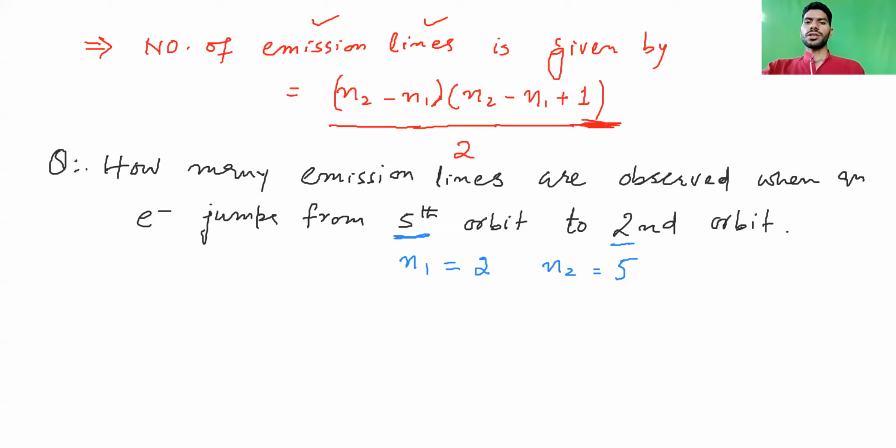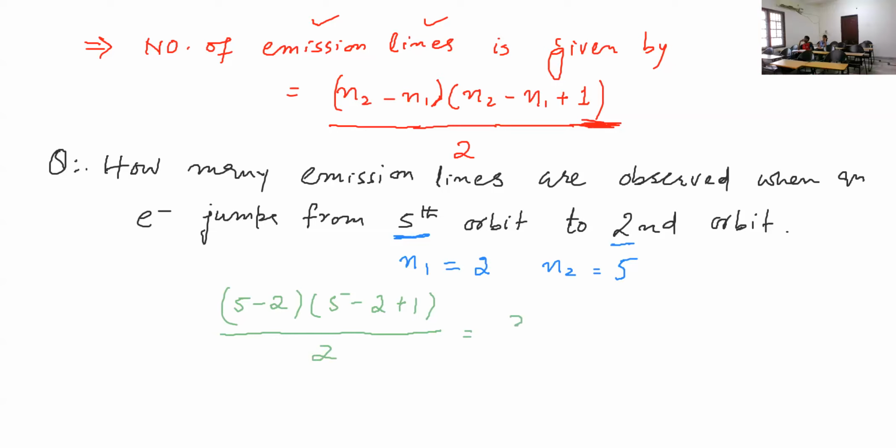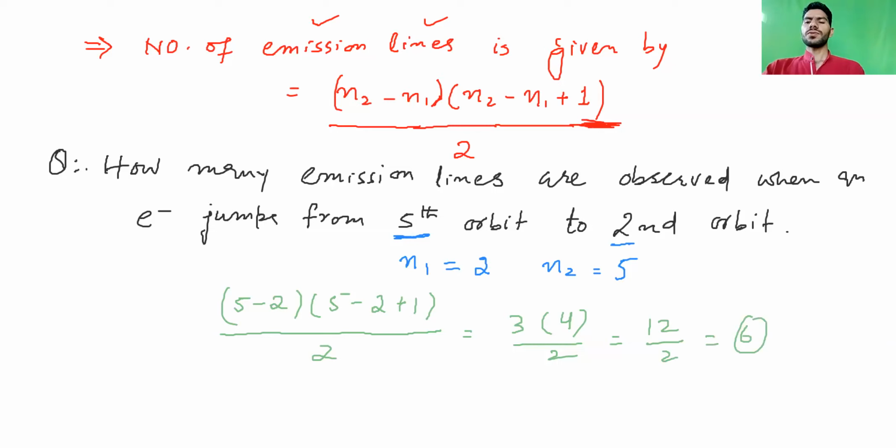Okay, so tell me now, what is the formula? N2 minus N1, so N2 is 5 minus 2, and then again 5 minus 2 plus 1. Then you divide it by 2. So what is the answer coming? Exactly, it will be 6. So there will be 6 emission lines which we will observe in the spectra when an electron jumps from the fifth orbit to the second orbit. Is it now clear?